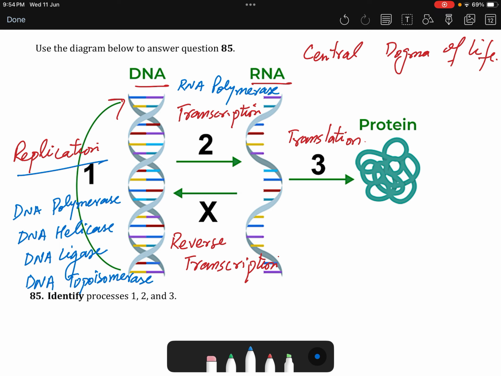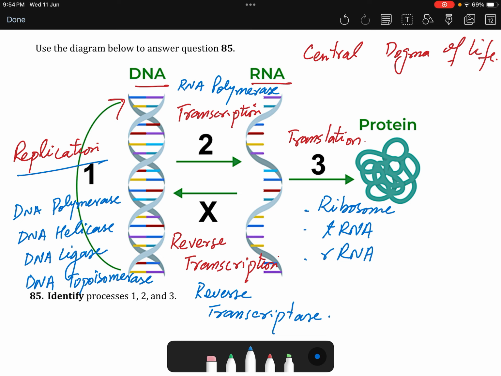But when you do the transcription, the main enzyme you need is RNA polymerase. And when you do the reverse transcription, you need the reverse transcriptase enzyme. And translation takes place on the ribosomes. You need tRNA and you need rRNA for this process, and tRNA is the one that carries the amino acids and the anticodon. Okay, so this is how it works.